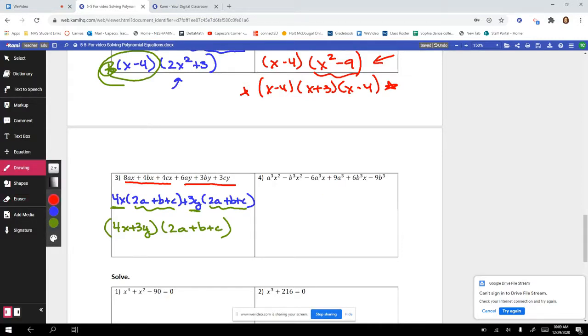It looks like I have some x's in some, but not all of them. I have some a's in some and b's in some, not all of them. So if I kind of play around, I notice that I have an a in this term and this term. And I have a b in this term, this term, and this term. So I'm going to try that. I'm going to try something different.